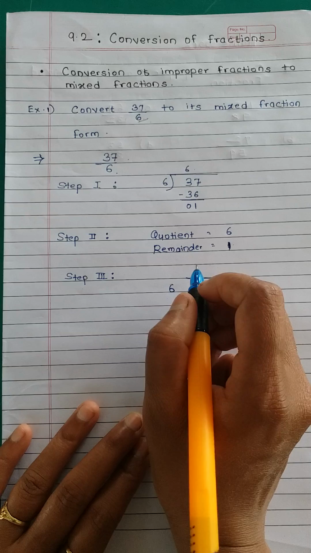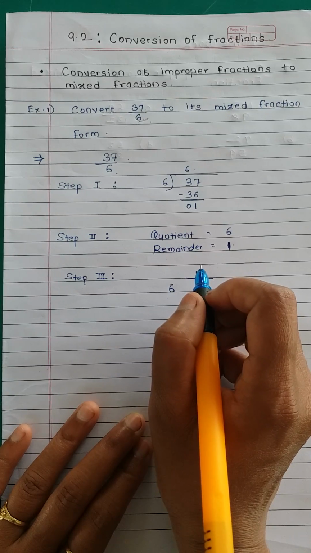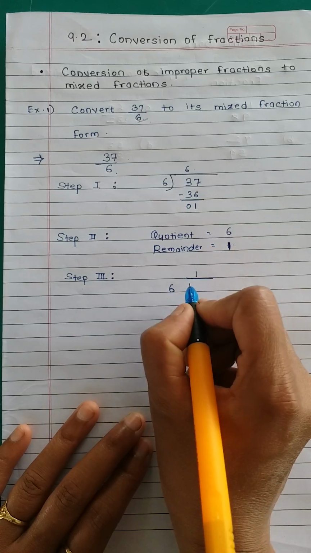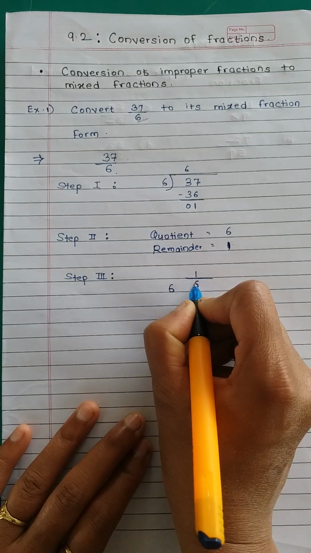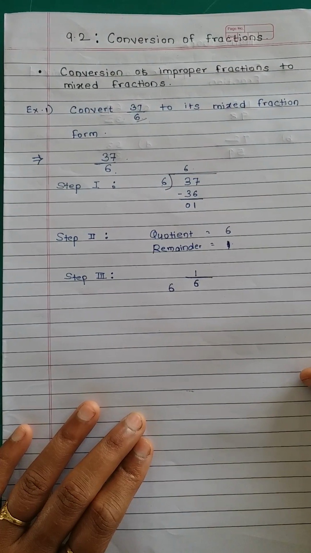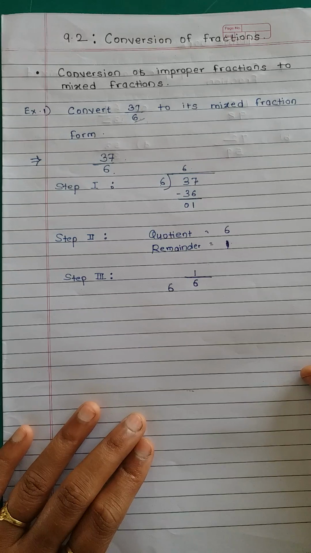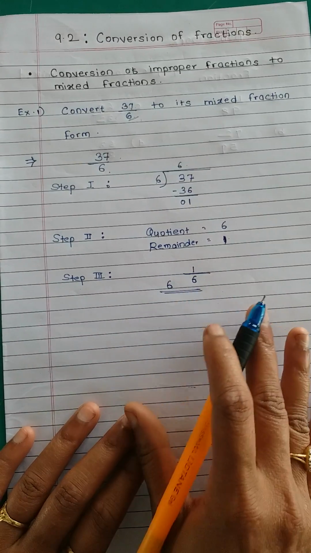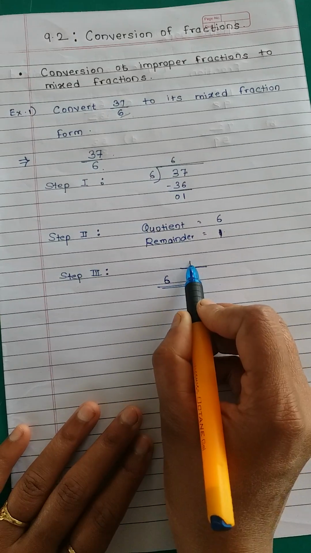Proper fraction, and divisor is its denominator. What is divisor? Divisor is number 6. So, put the number 6 in the denominator. Okay? So, how we will mention? Now just check it. Is this your mixed fraction? Yes. 6, 1 divided by 6.